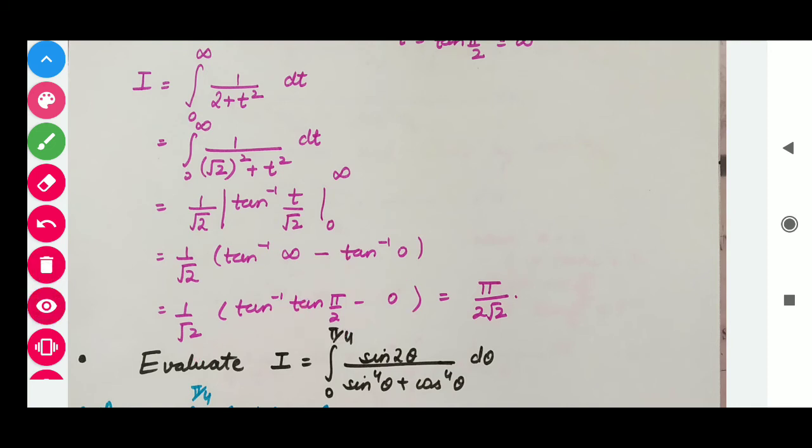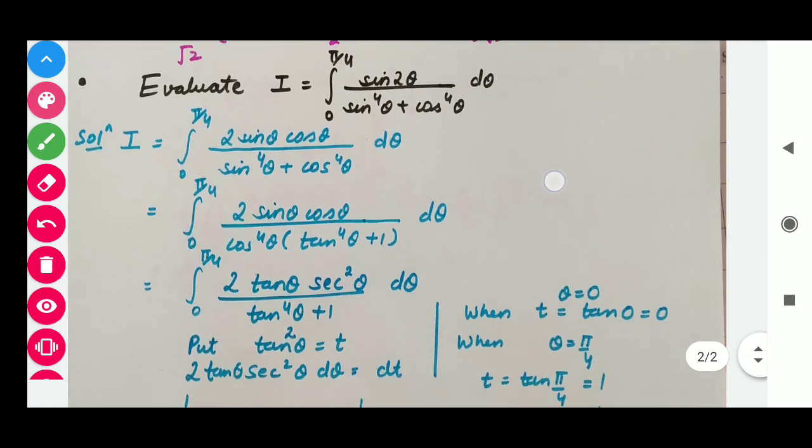Now students, here we have the next question. Next question is: evaluate the integral from 0 to pi by 4 of sin 2 theta divided by sin 4 theta plus cos 4 theta. Students, you can see here in the numerator the angle is 2 theta and in the denominator the angle is theta. So your first work should be that the angle in the integrand should be the same. For that we use here the formula of sin 2 theta is 2 sin theta cos theta.